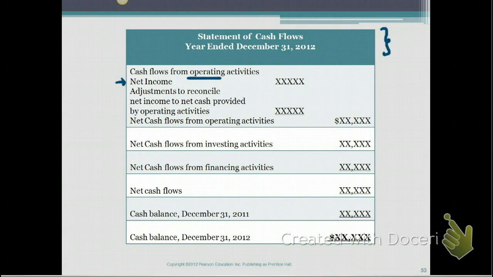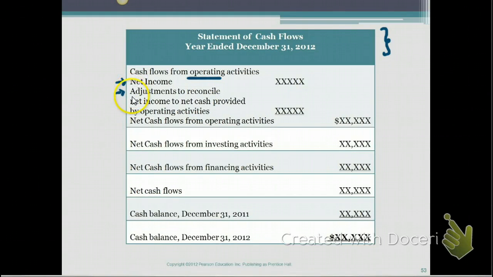Next, you're going to see the words adjustments to reconcile net income to net cash provided by operating activities. I'm not going to test you as to what that means. You just need to know that when you see that verbiage, it goes in the cash flows from operating activities section, right under net income. In Chapter 12, we're going to learn how to itemize those items and what all that means. But for now, you just need to know the format, which means where it belongs.